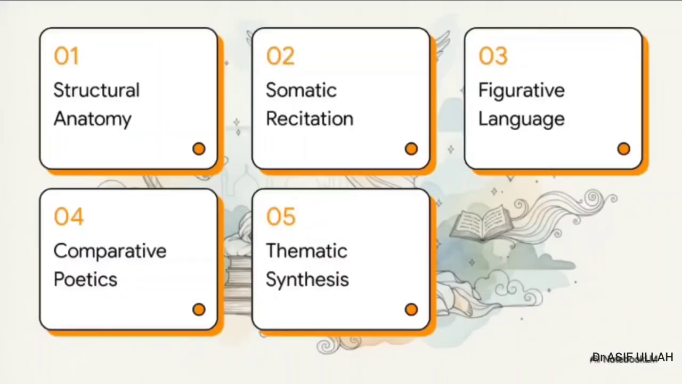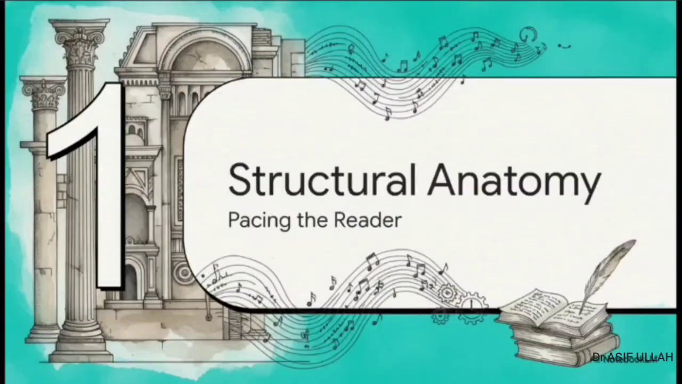Okay, let's dive into this meticulously designed syllabus for advanced literary comprehension. We'll cover 1. Structural anatomy, 2. Somatic recitation, 3. Defining figurative language, 4. Comparative poetics, and finally, 5. Thematic synthesis. Section 1. Structural anatomy.